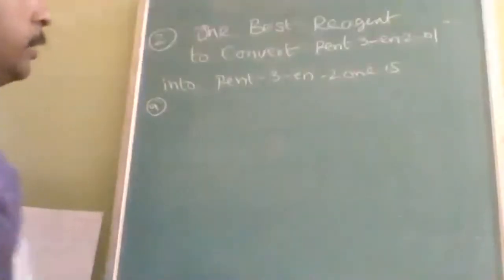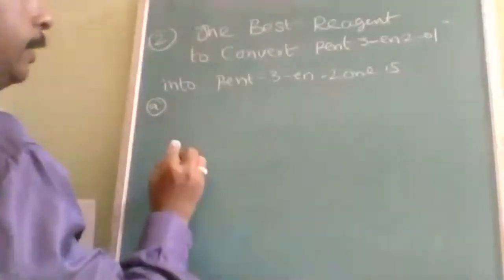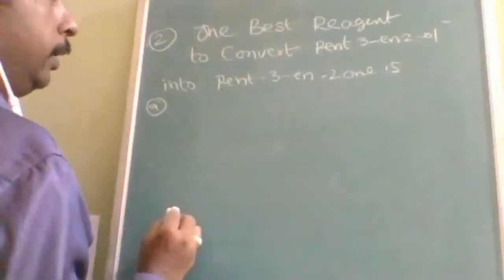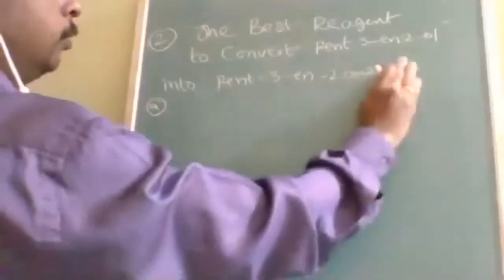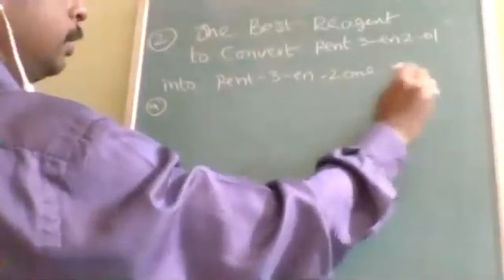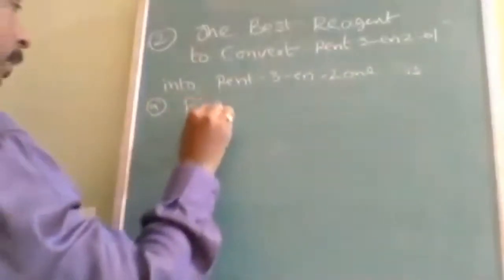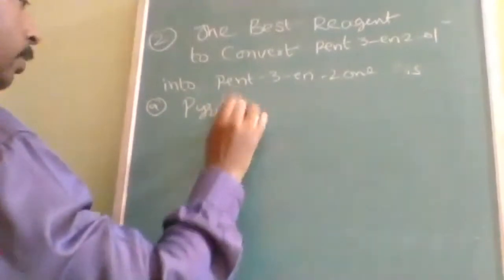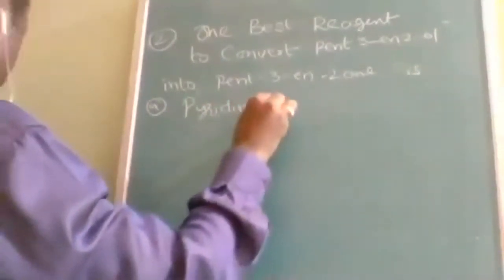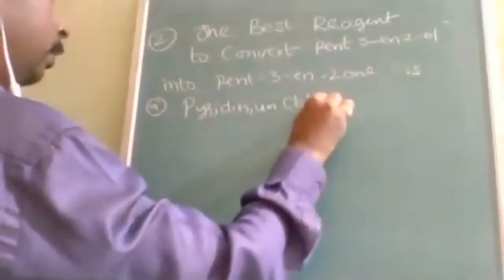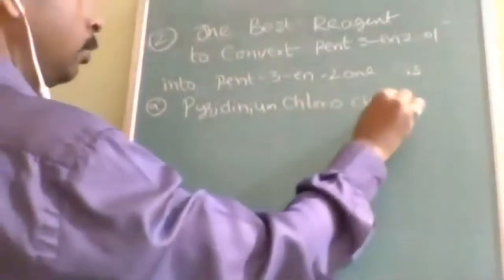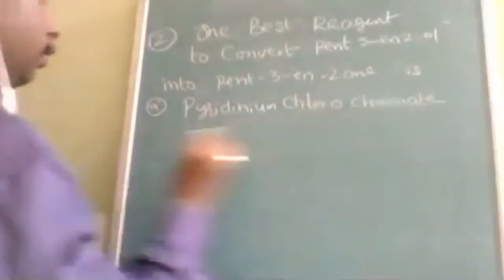Okay, here is the next beautiful question. The best reagent to convert pent-3-ol into pent-3-one is: option A is pyridinium chlorochromate.